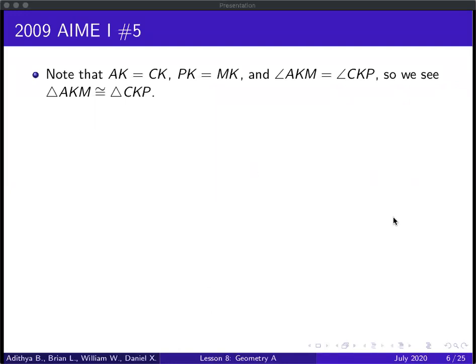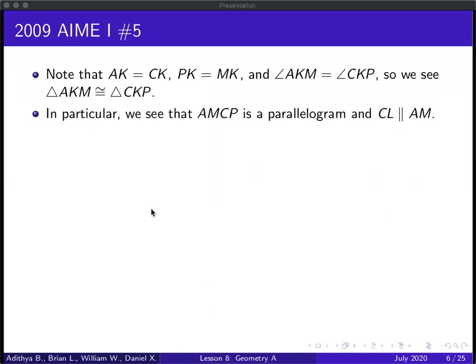And here's another way of seeing it. You have those two equal sides and you have two equal angles by vertical angles, right? So either way, you get these congruent triangles in a parallelogram. So what this tells you is that if it's a parallelogram, the opposite sides are parallel. In particular, it tells you that CL and AM are parallel. So now how do we proceed? Where do we go from here?